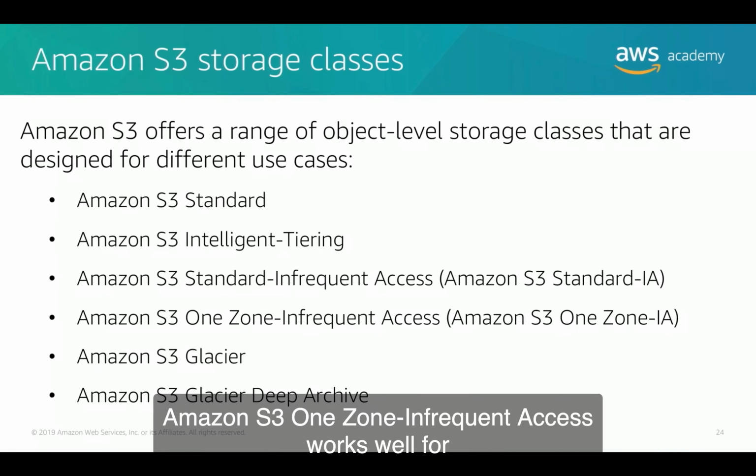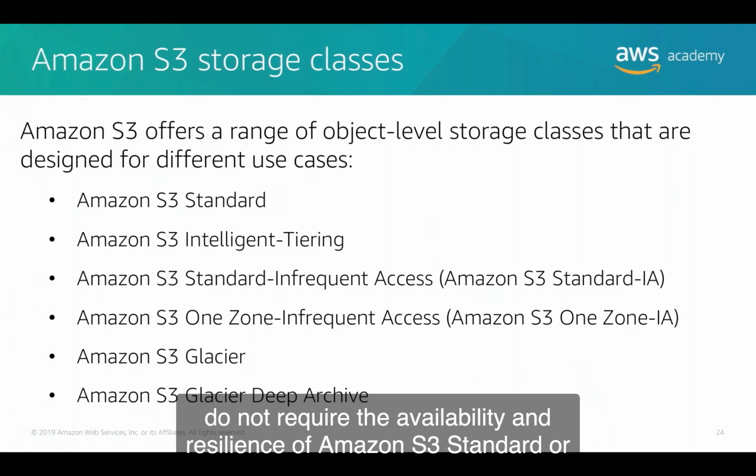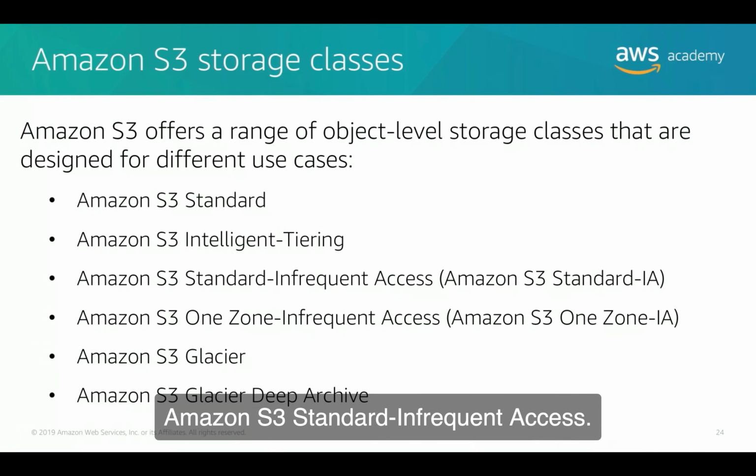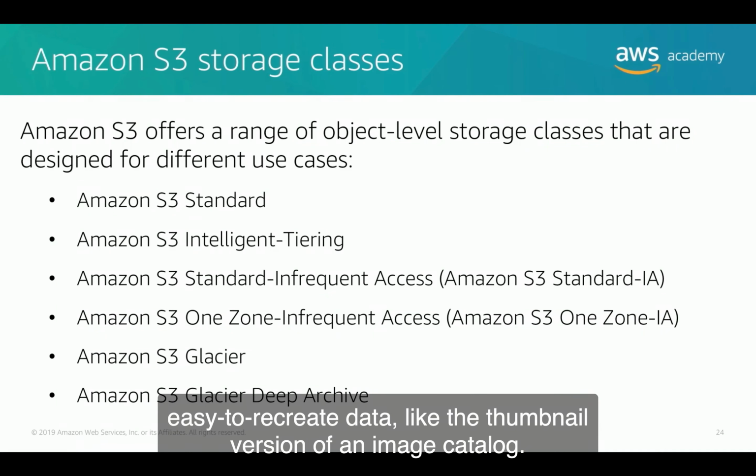Amazon S3 One Zone Infrequent Access works well for customers who want a lower cost option for infrequently accessed data, but do not require the availability and resilience of Amazon S3 Standard or Amazon S3 Standard Infrequent Access. It is a good choice for storing secondary backup copies or easy to recreate data like the thumbnail version of an image catalog.